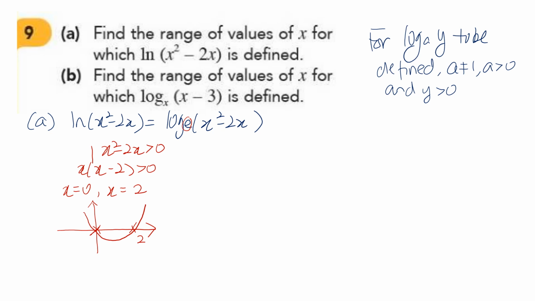Alright, and we are interested in the values that are above your x-axis. So this part of the curve we are interested in, so the corresponding x value will be anything that's less than 0. And the other part that we're interested in is the right side, so the corresponding x value will be x more than 2. So basically these are the two inequalities for 9a. So how about 9b?